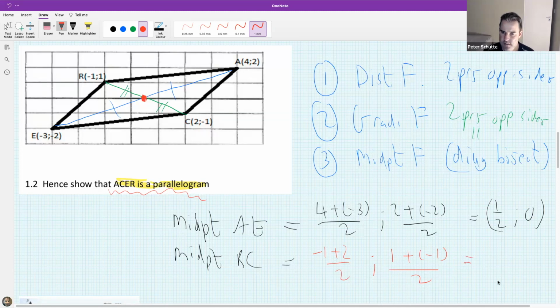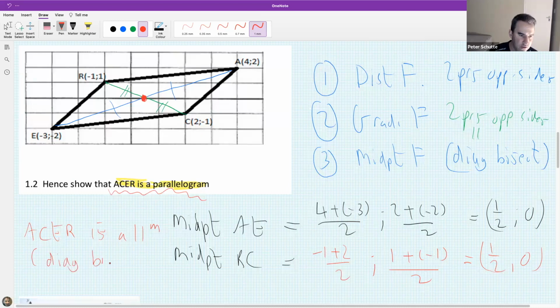And then we get 1, so half and 0. Okay, so how would we write this up? We would then just say ACER is a parallelogram, and the reason is the diagonals bisect.